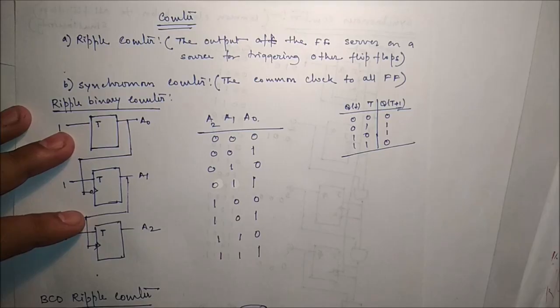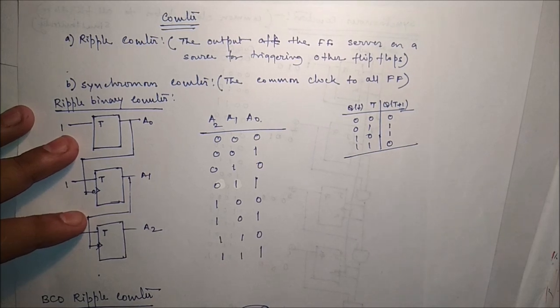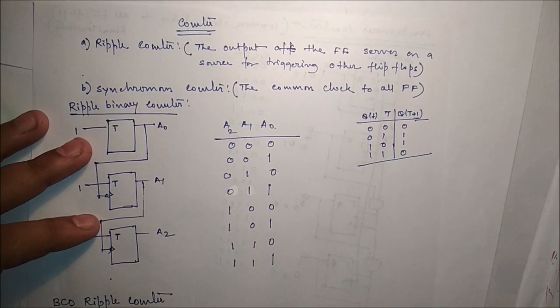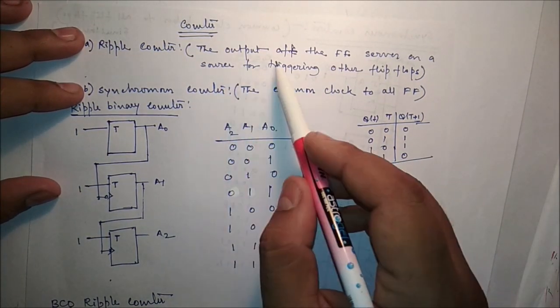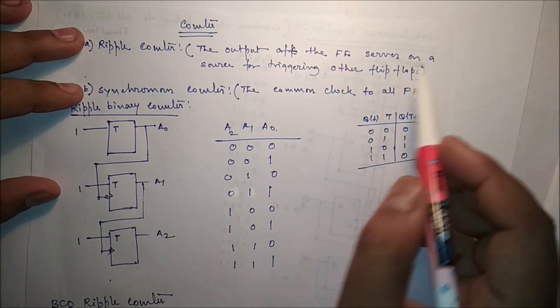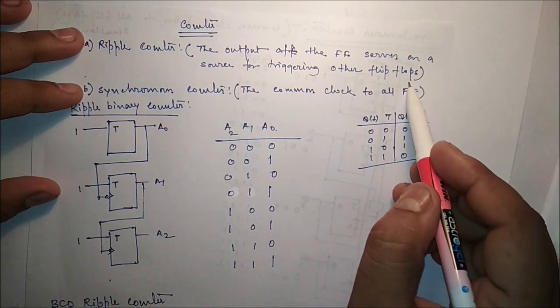So what is a counter? A counter is a sequential circuit just to count the numbers. Now there are two types of counter: ripple counter and synchronous counter. And what is the difference between ripple counter and synchronous counter? In ripple counter, the output of the flip-flop serves as a source for triggering other flip-flop.